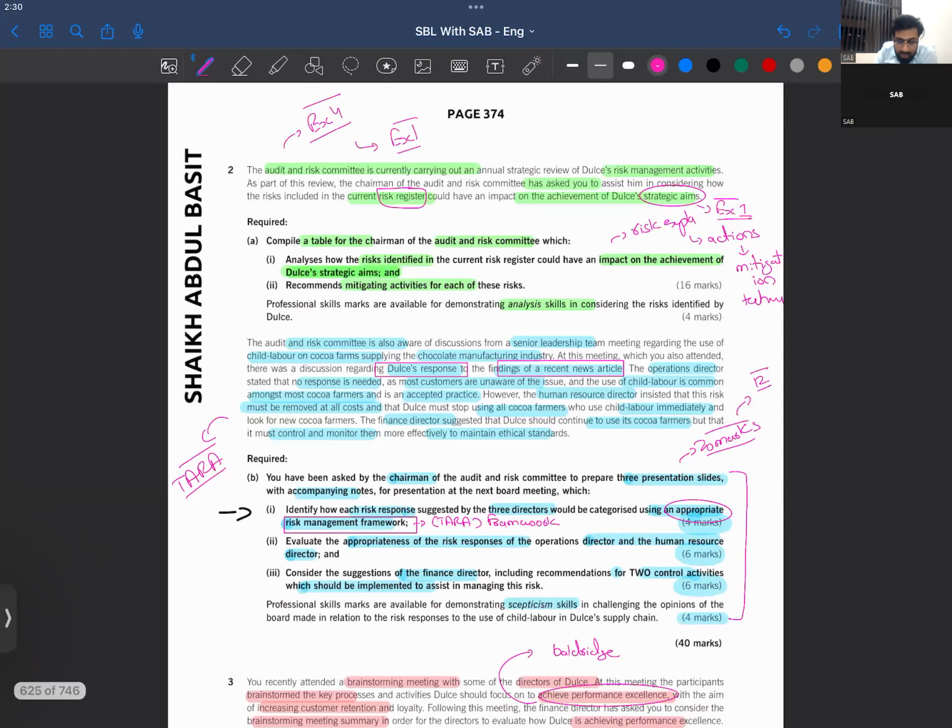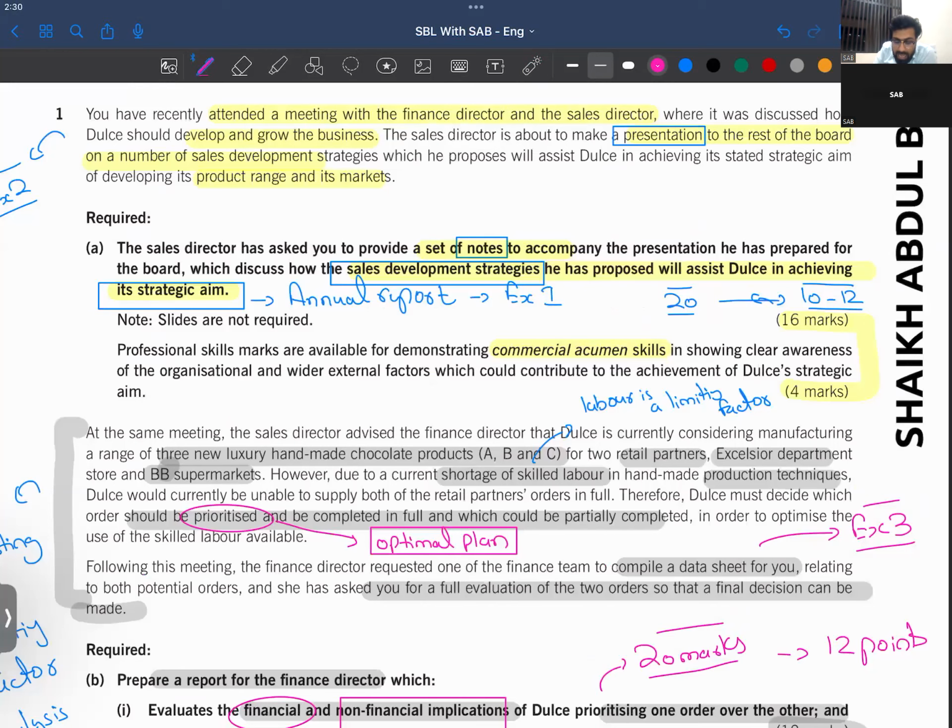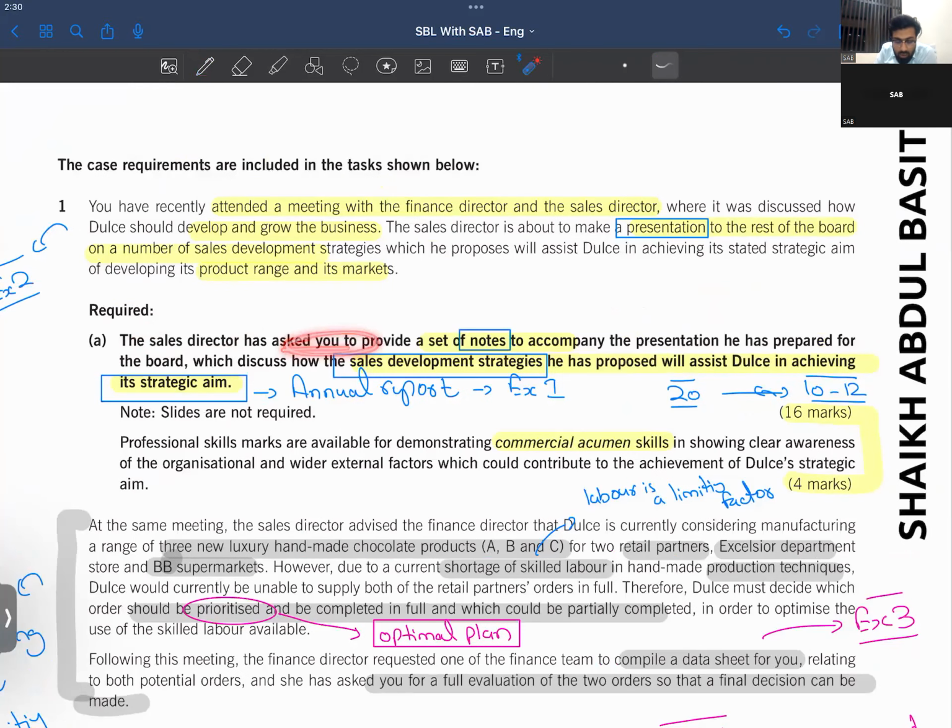The sales director has asked you to provide a set of notes to accompany the presentation he has prepared for the board, which discusses how the sales development strategies he has proposed will assist DELS in achieving its strategic aim.